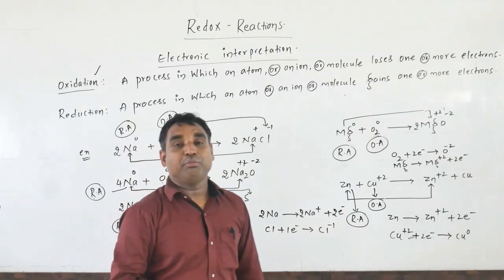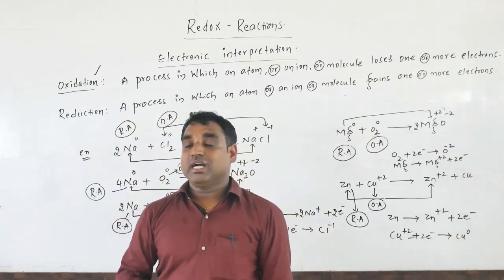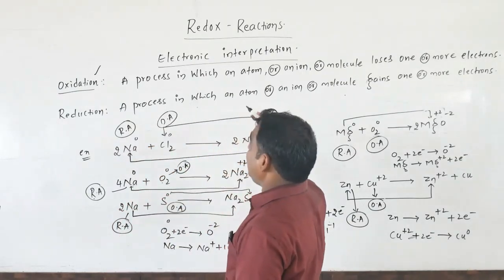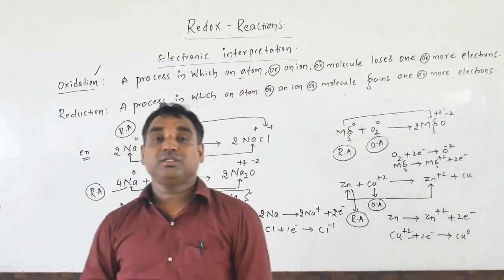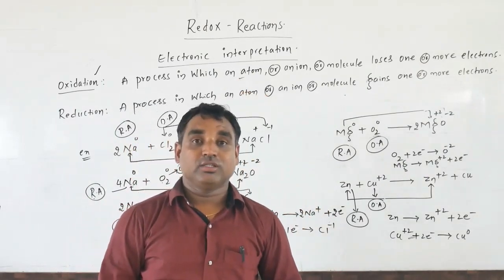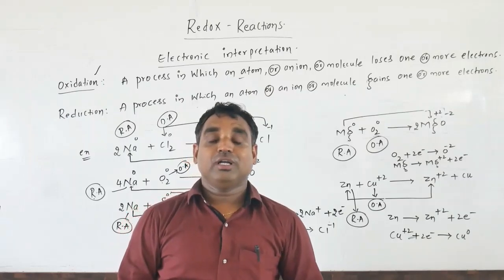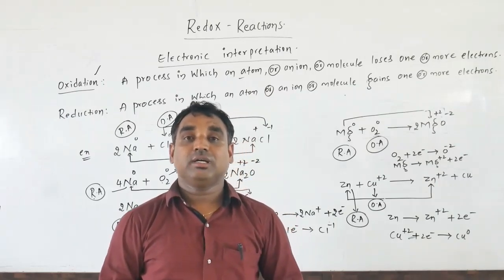This is one more important definition on the basis of electrons: oxidation means a loss of electrons, reduction means gaining of electrons. So the remaining part of redox reactions we will discuss in the next class.